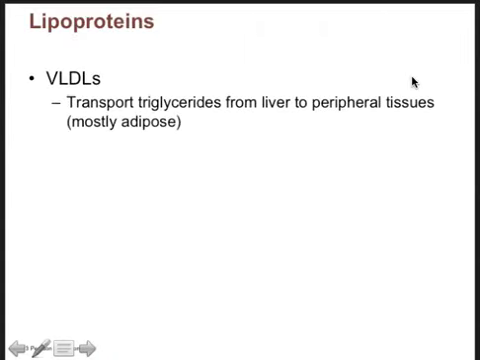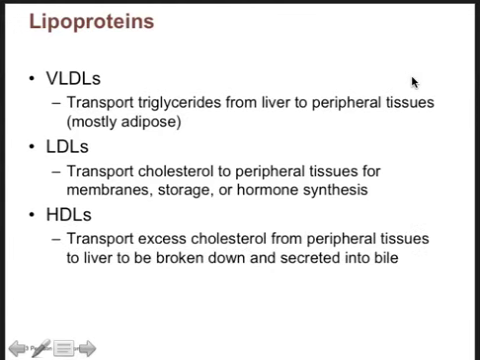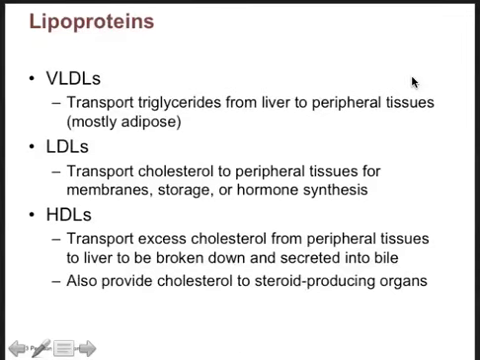VLDLs transport triglycerides from the liver to the peripheral tissues, primarily adipose tissue. LDLs transport cholesterol to peripheral tissues for membranes, for storage, or for hormone synthesis. And HDLs transport excess cholesterol from peripheral tissue to the liver to be broken down and secreted into the bile. They also provide cholesterol to steroid-producing organs. So you can see why an abundance of chylomicrons, VLDLs, and LDLs is indicative of a fat storage state in the body as opposed to a fat breakdown state in the body.